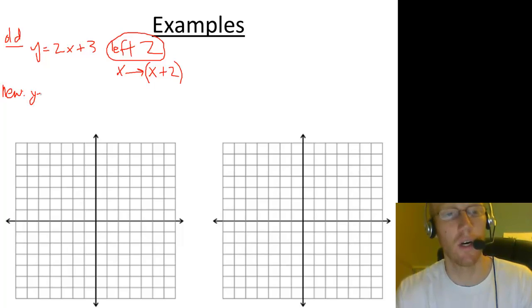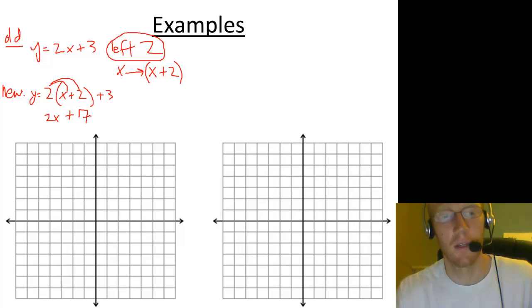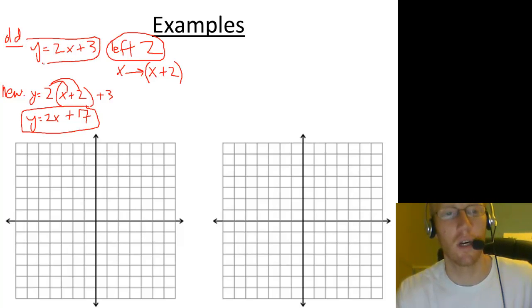So our new equation is y equals 2, and I'm going to put an x plus 2 in place of my x, and then plus 3. Okay, so here's my new equation. Now I want to simplify it. I'm going to distribute this in here. So 2x is 2x. 2 times 2 is 4, plus 3 is 7. So my new equation is y equals 2x plus 7. My old equation was y equals 2x plus 3.